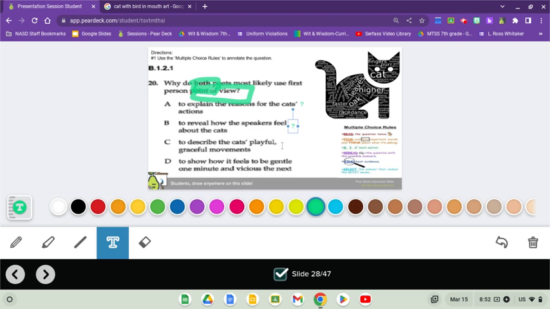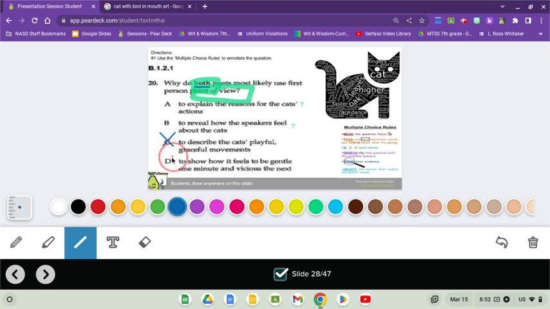To describe the cat's playful, graceful movements. I feel like you could do that in any point of view, so I think that one's kind of clearly wrong, so I'm going to get rid of C. In D, I think that captures the second poem, but it doesn't capture both, and both was an important word that was highlighted. So I know since it's saying just one of them, I'm going to cross out D, which means I have to choose between A and B.